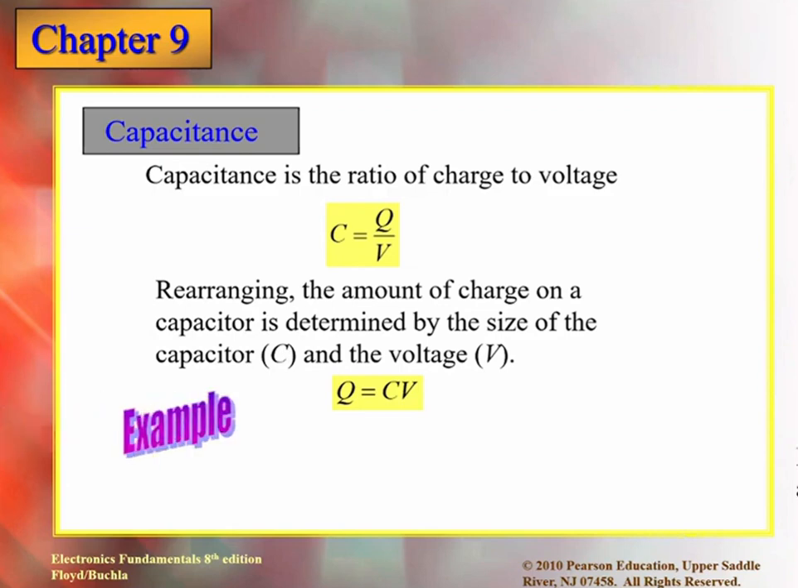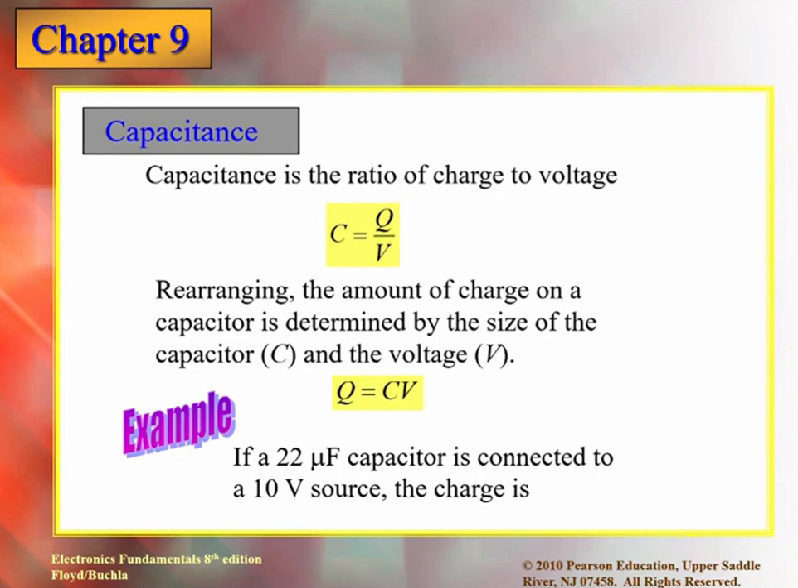Based on that, we can ask a simple question: if a 2 microfarad capacitor is connected to a 10 volt source, what is the charge? Based on the formula Q is equal to C times V, V is 10 and the capacitance is 2 microfarad, so you just multiply those. 2 multiplied by 10 gives 20, so the charge is 20 microcoulomb, and microcoulomb will be the unit here.